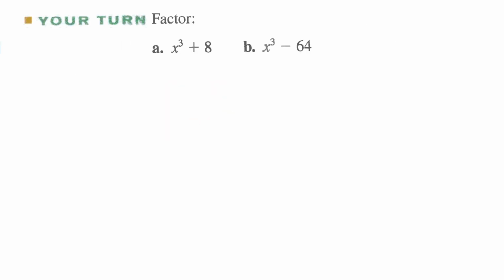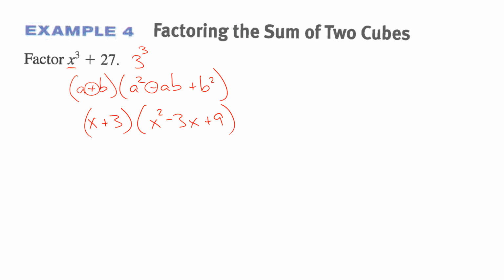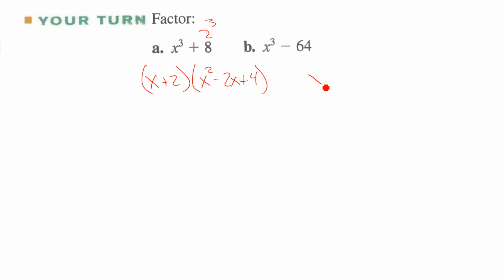And your turn. Try these. These are a little trickier. This is x plus 2, because 2 cubed is 8. And then x squared minus, always the opposite sign. And then we say 2x plus 4. All right. Did I get that on the last one? Yes. Just a reminder, it's b squared on the last term here. So on this last one, it's going to be x, 4 cubed is 64, so x minus 4. X squared plus 4x plus 16.